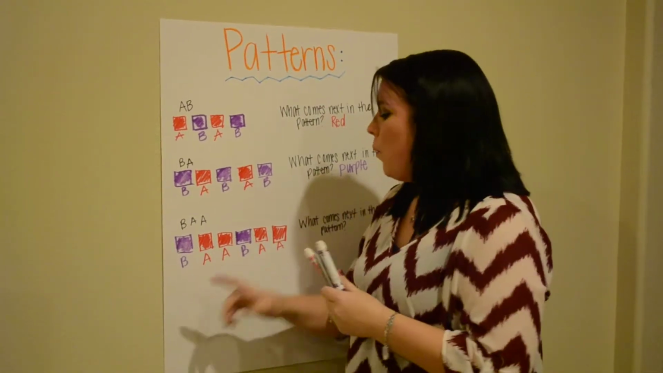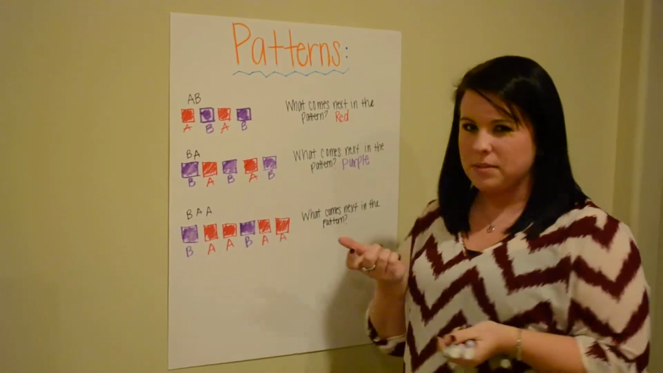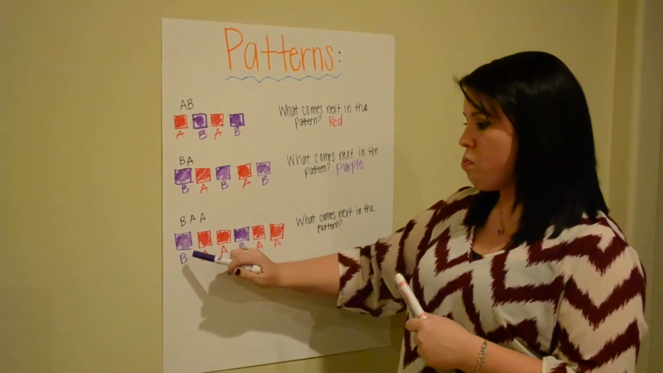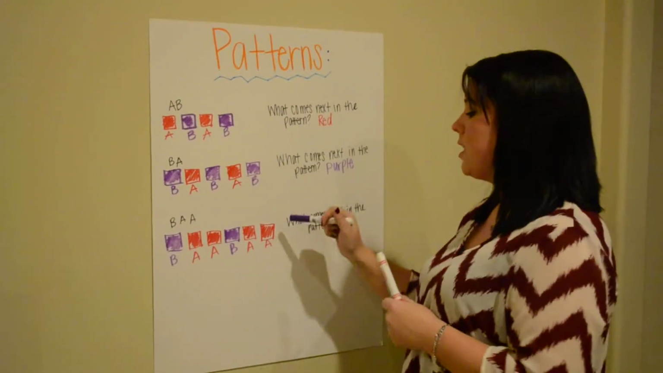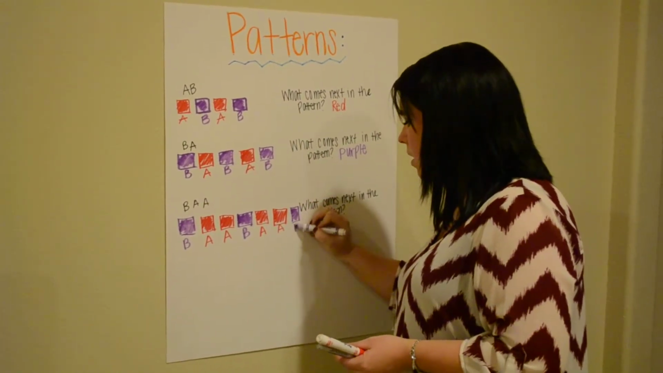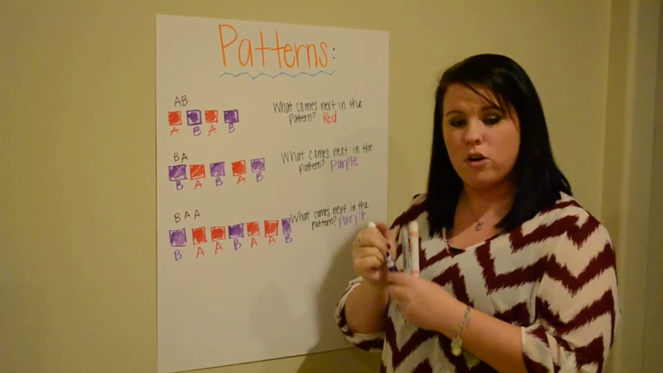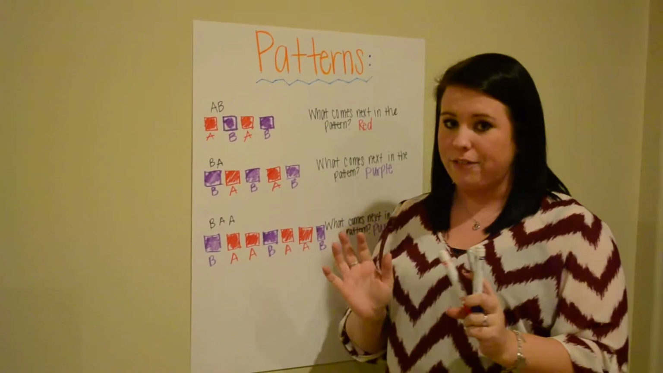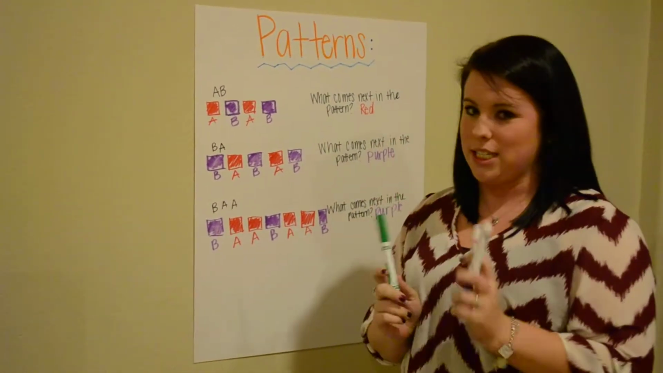So we have purple, red, red, purple, red, red. So what comes next in the pattern? It's kind of tricky, but we have one purple, and then we know we have two reds. We have one purple, we know we have two reds. So next would be one purple. So the same answer as before, but we added an extra red square. This one is completely different, along the same lines, but we're adding a new color. It's easy, you'll get it.